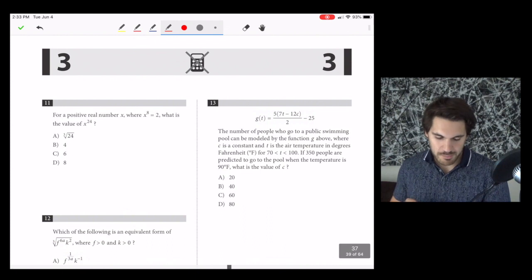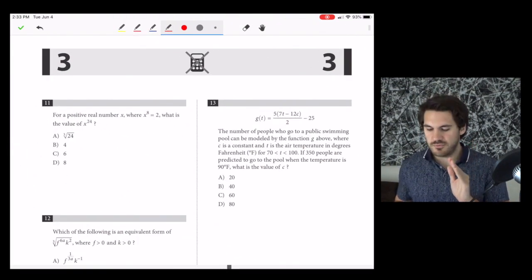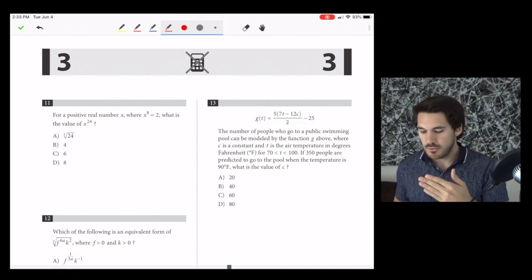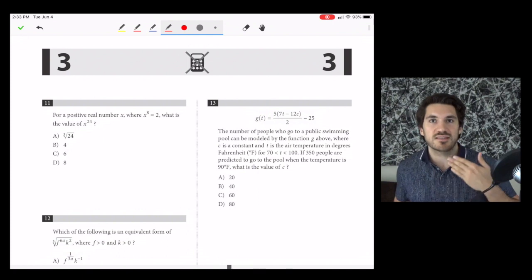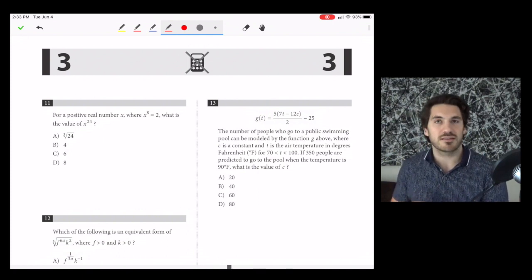Number 11. For a positive real number x where x to the 8th equals 2, what is the value of x to the 24th? Okay, so what did we do to x to the 8th to get to x to the 24th? Basically, we raised it to a power of 3. So all you need to do is raise the 2 to a power of 3 as well, which will give you an answer of 8.